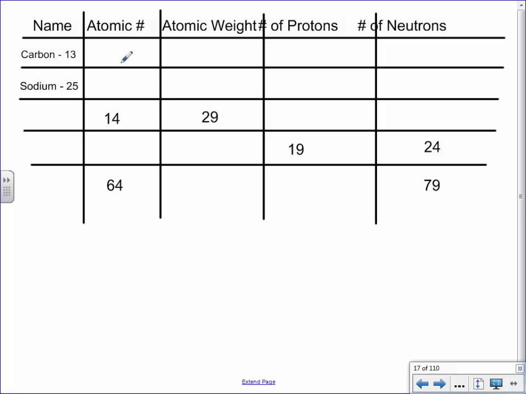So let's start here. Its atomic number is 6. Why? Well, that's what carbon is. Carbon's number 6. Now its weight is 13, and I know that because I told you how much it weighs right here. How do I figure out its protons? It's 6. It's the same thing as your atomic number. Protons define what we call it. Then neutrons just requires very basic subtraction. If there's 13 total weight and 6 of them are protons, by default, there better be 7 neutrons, because 13 minus 6 gives you 7.